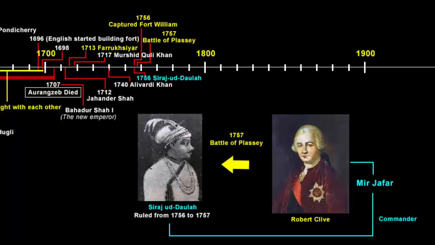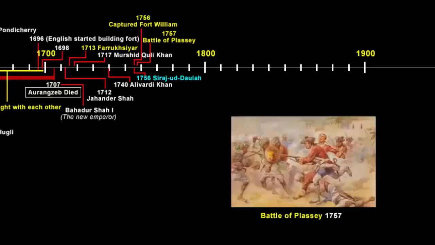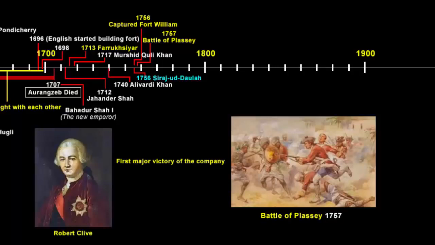Siraj-ud-Daulah fled from the battlefield on a camel, securing whatever he could, but he was later captured by Mir Jafar's forces and was assassinated. Now, the Battle of Plassey was the first major victory of the company in India. Since Robert Clive was the one who made it possible, he was immediately made the governor of Bengal by his superiors in Madras. So in 1757, Clive was made the governor of Bengal.